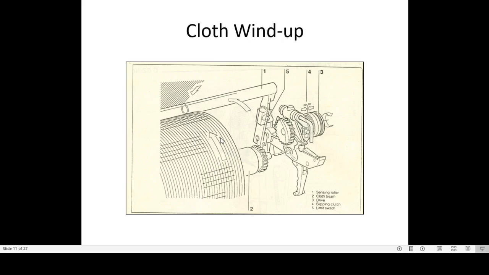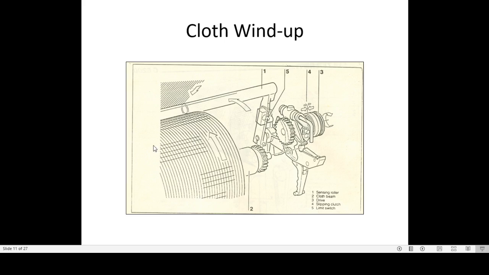So as the diameter increases, after 500 or 570 centimeters, the sensing roller reaches its most backward position and touches this limit switch. This signal goes to the main motor and the machine stops after the cloth roller has reached a 570 centimeter diameter of fabric.